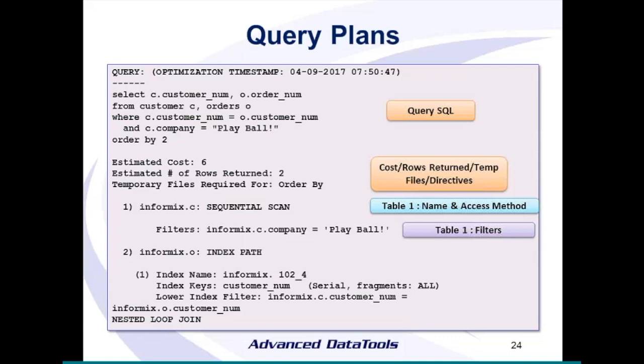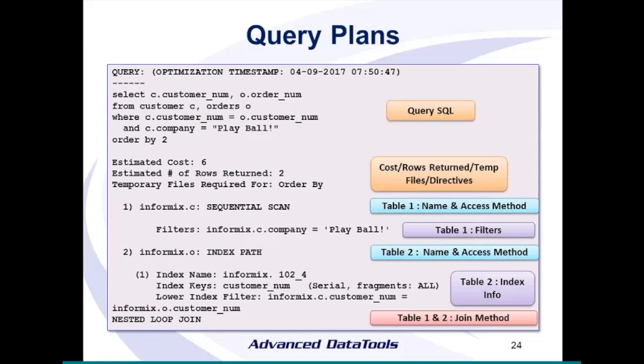We move on to table 2. We see the second table here, which is the orders table. And this time, the rows in the orders table were retrieved using an index. It shows index path. And more than that, it then goes on and shows the actual index that was used to retrieve the records from the orders table. And there were no filters in the second table.